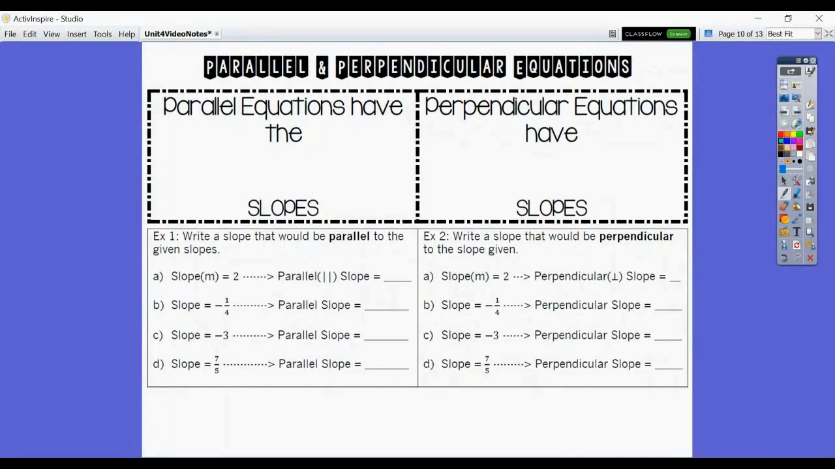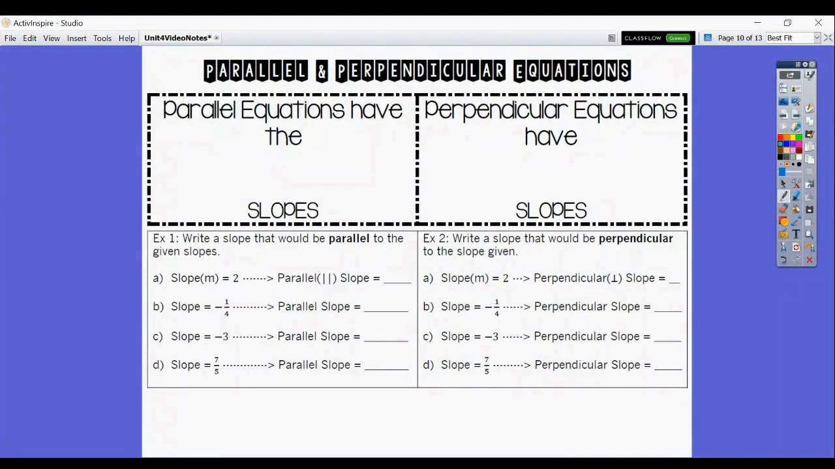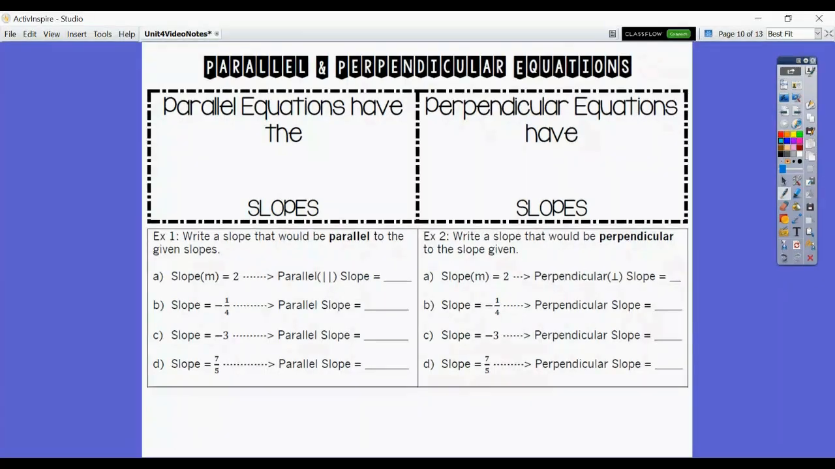In today's lesson, we are going to learn how to write parallel and perpendicular equations. First, let's start off by defining what parallel equations are. Parallel equations are going to have the exact same slopes. What they look like for parallel lines is two lines that are perfectly next to each other that are never ever going to meet. So that's what our symbol looks like for parallel, two lines next to each other that would never meet.